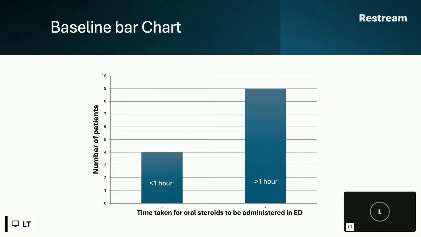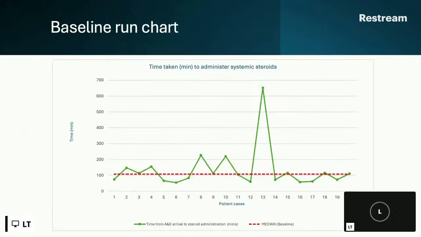So you can see for my baseline bar chart, I've collected about 13 patients' data. More than half of them did not receive systemic steroids within an hour. So this solidified that it's a problem, and I can proceed and use this to show that it's something that can be improved. And the same goes for my baseline run chart.